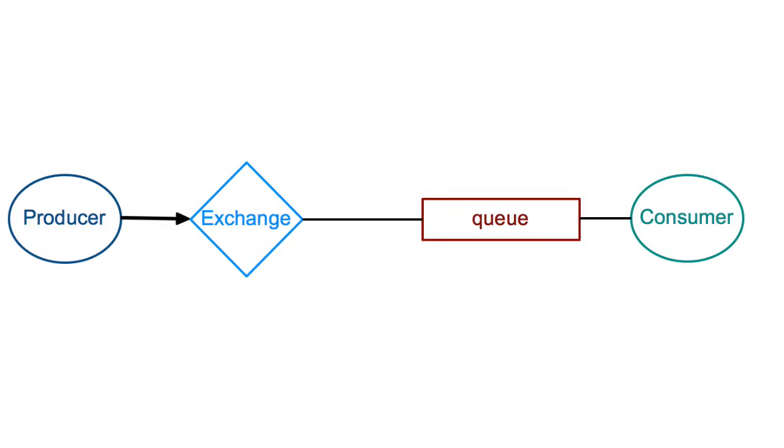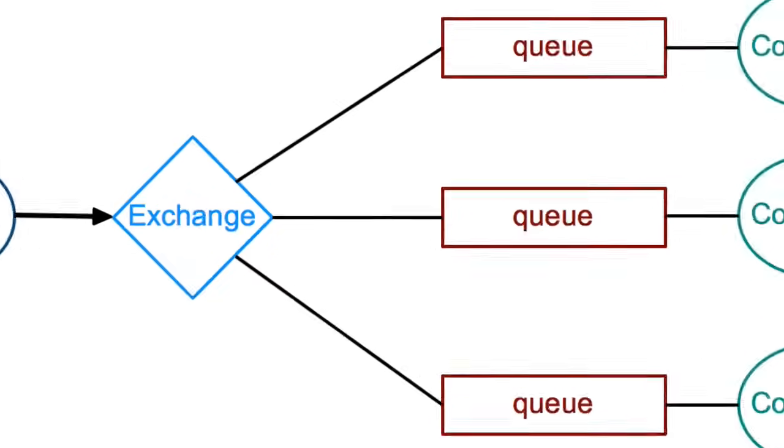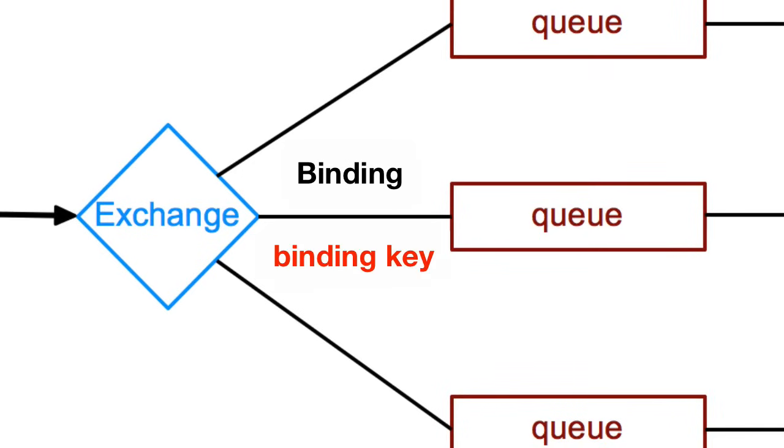An exchange won't make much sense if we only had one queue. However, in a more complex application, we can have multiple queues. Now, when an exchange receives a message, it sends it to selected queues. An exchange connects to a queue via a binding and a binding key.